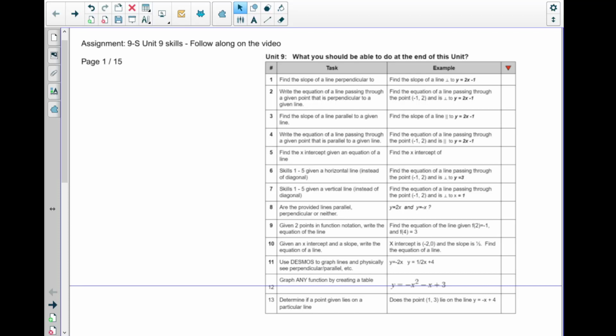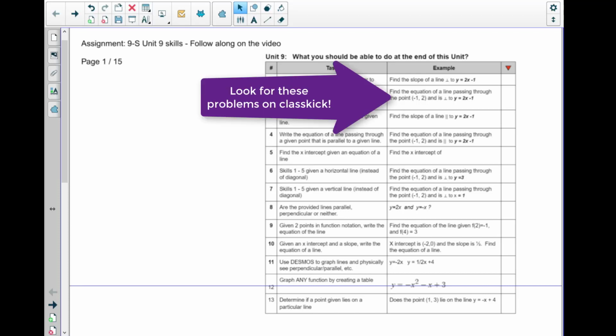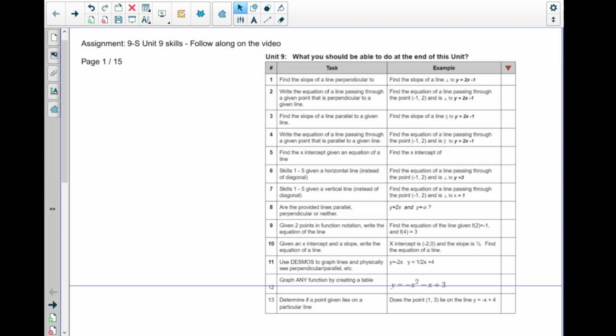Okay, welcome students as you begin to prepare for Unit 9, Quiz B. These are all the skills you need to know. They do include most, if not all, of the skills from Unit 8, right? So Unit 9 is building on Unit 8.